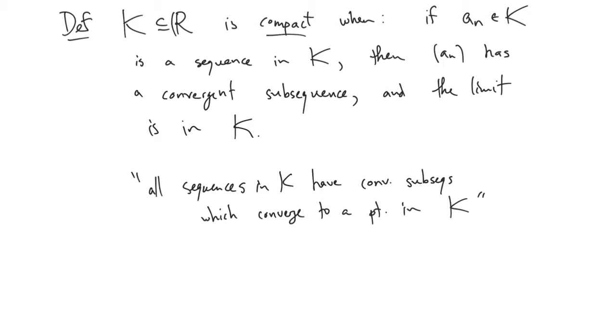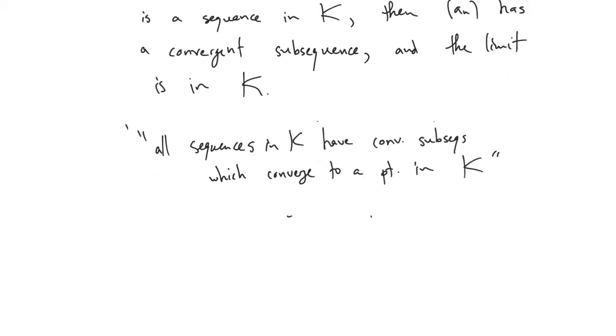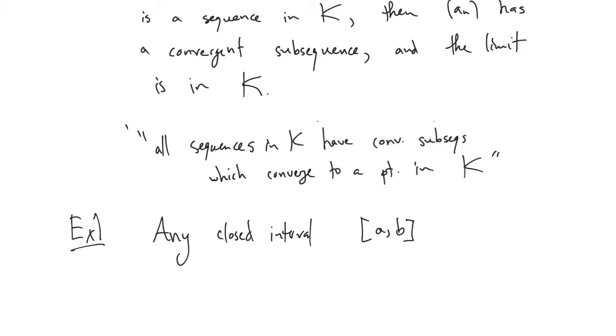This is kind of complicated, but let's see if we can do some examples here. As a first example, it is a fact that any bounded closed interval, not going out to infinity, but a closed interval, let's write, say, [a, b], is compact.